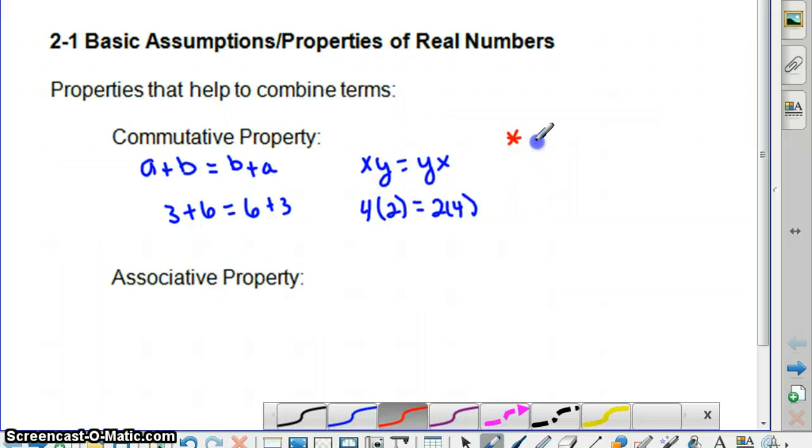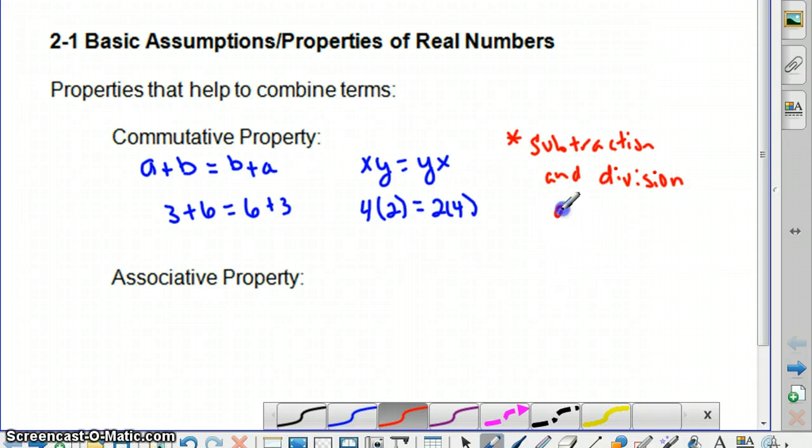However, I want to put a note of caution here, and that is that subtraction and division are not commutative. The order that you subtract numbers in matters, and the order that you divide numbers in matters. So subtraction and division are not commutative. So be careful about that. The order you subtract and the order you divide in matters.